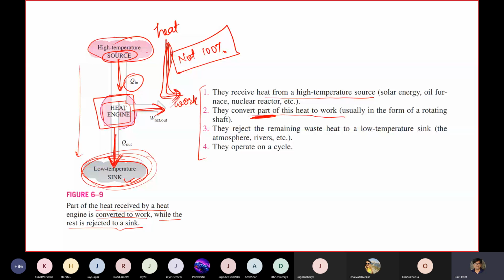That device we cannot make, and it violates the second law, which is the proper statement made by Kelvin-Planck. So part of the heat converts to work, they reject the remaining waste heat to the lower temperature sink, and they operate on a cycle. That is why I said your petrol engine is not a proper heat engine. Basically it is a mechanical engine, some mechanical form of cycle, but not purely a heat engine. But your steam power plant is a proper heat engine.